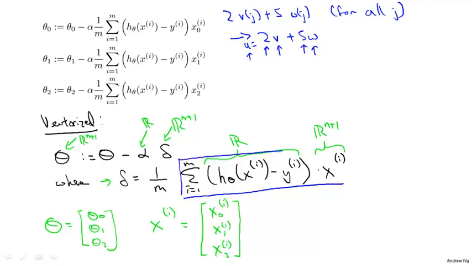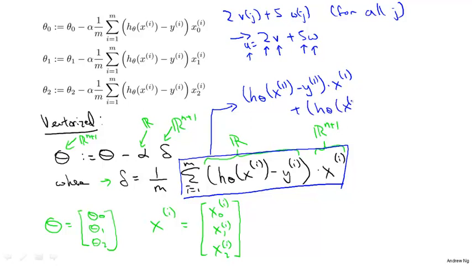Let me take this summation and write down a couple of terms of it. The first term is going to be h subscript theta of x1 minus y1, times x1, plus h theta of x2 minus y2, times x2, plus, and so on, when we're summing over this index i.